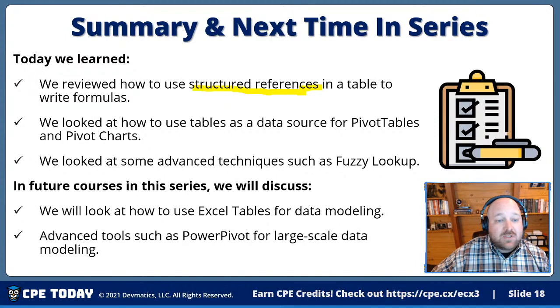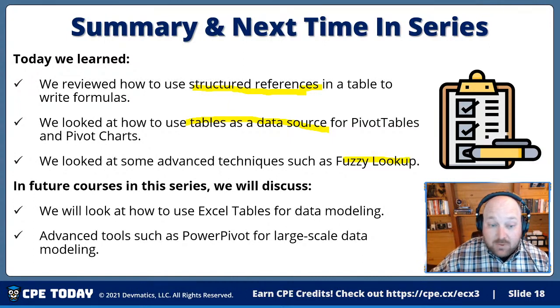We talked about how to use tables as data sources for pivot tables, pivot charts, and even normal charts as well. And we also took a look at Fuzzy Lookup, our way of being able to match data when it is not a perfect match inside of Excel, which is fantastic for names, addresses, and things where you might have some differences in terms of how that item was written.